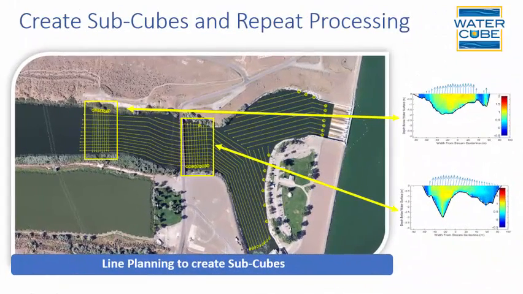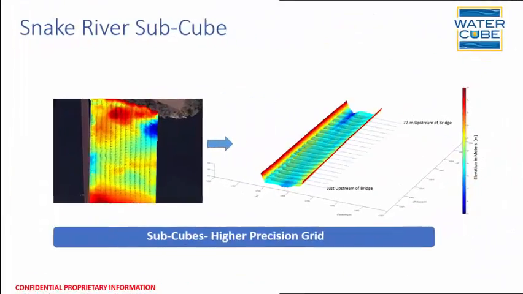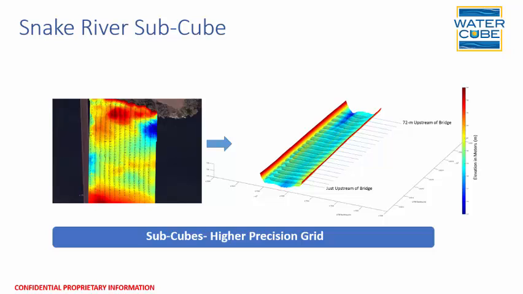Subcubes are done with higher precision data collection as well as processing, so that you can have a much more granular view of your data and potentially use them for model calibration. This is an example of the subcube taken at the Snake River, where they were planning to put in an actual instrumentation device to measure some of the in-stream flow.